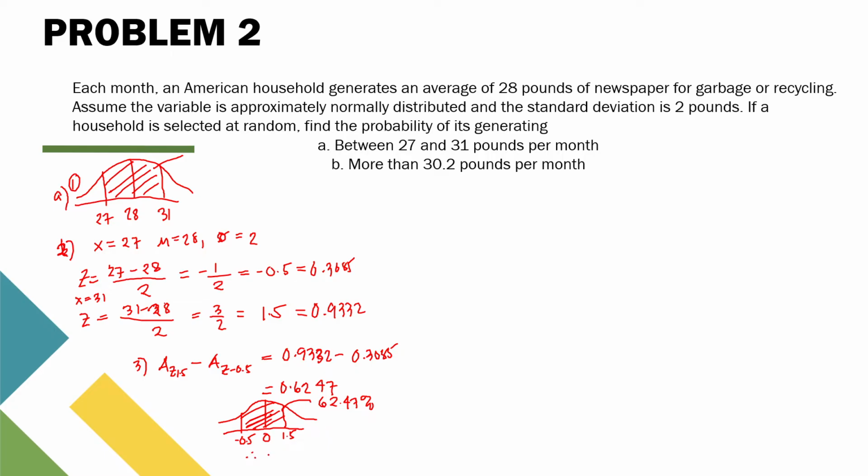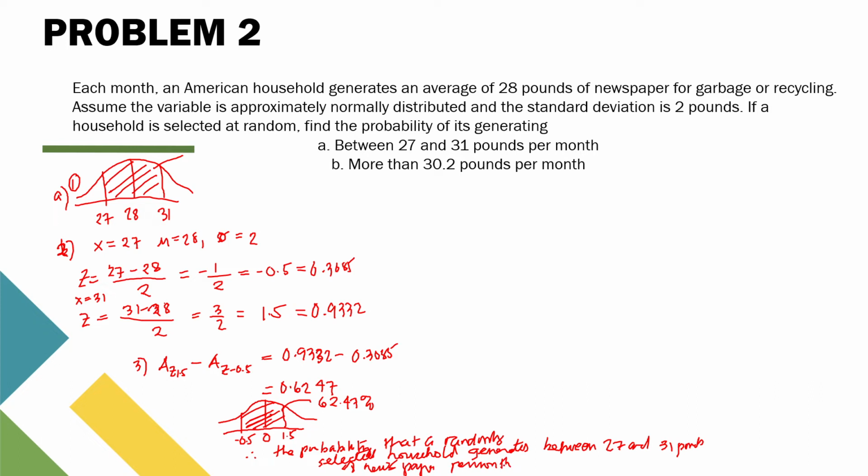So therefore, the probability that a randomly selected household generates between 27 and 31 pounds of newspaper per month is 62.47%. So that's how to solve for letter A.